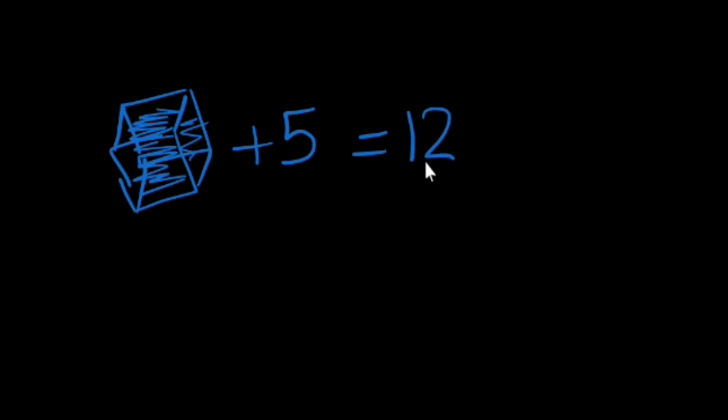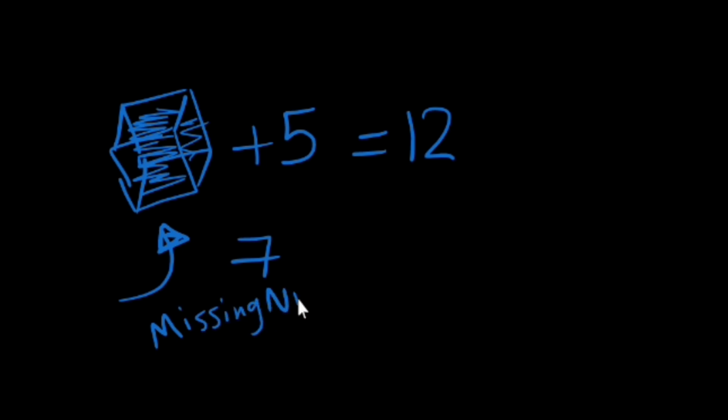So now you are thinking, what number plus 5 equals 12, right? So 5 plus what number gives me 12? The answer is 7, absolutely 7. So in math, what do we call this? It's a missing number.